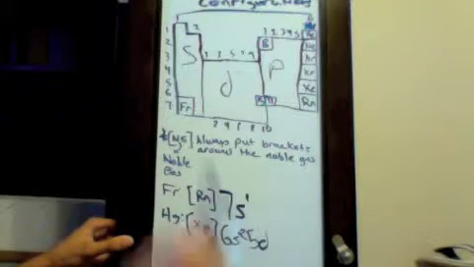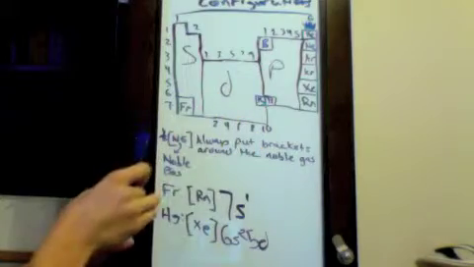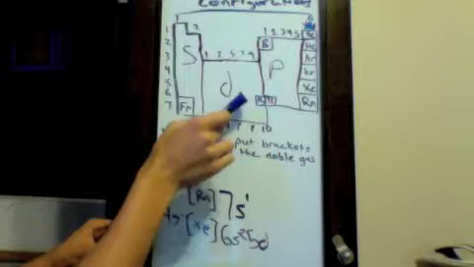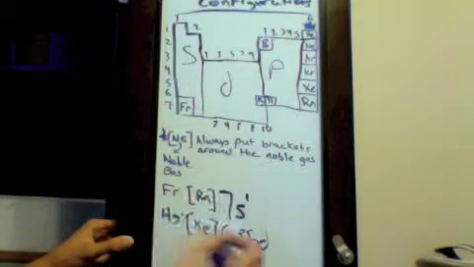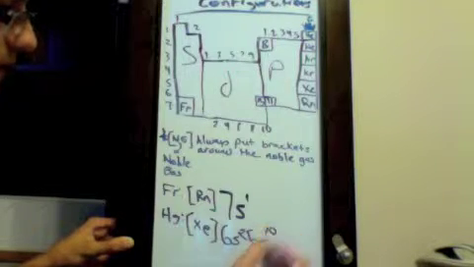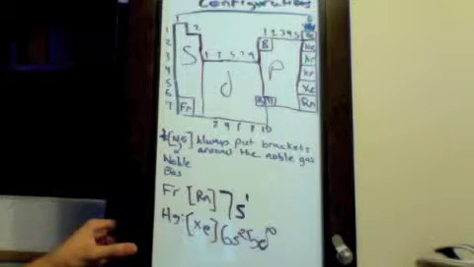Now, what we're going to do is we're going to count all the way to mercury. 1, 2, 3, 4, 5, 6, 7, 8, 9, 10. It's in the 10th one. So 6s2, 5d10 is your noble gas configuration for mercury.